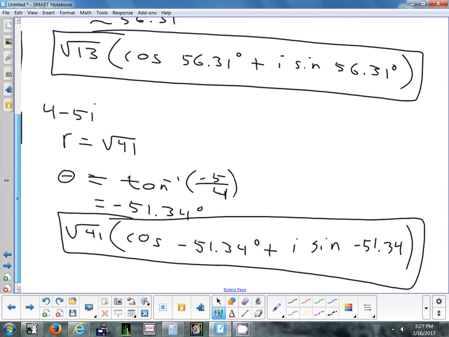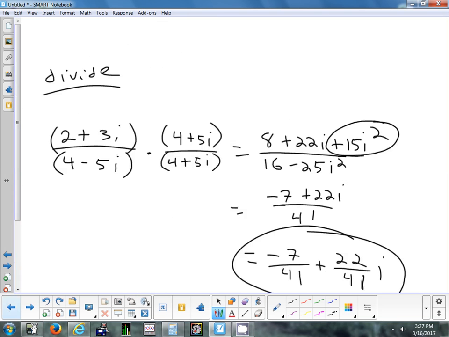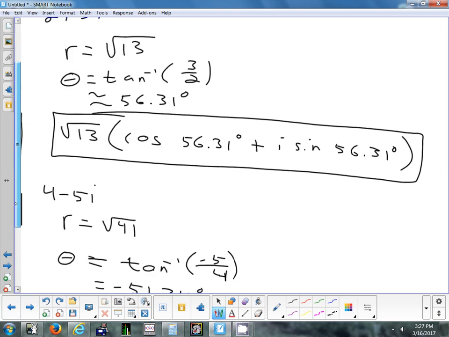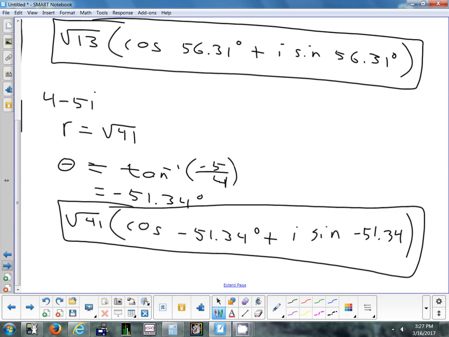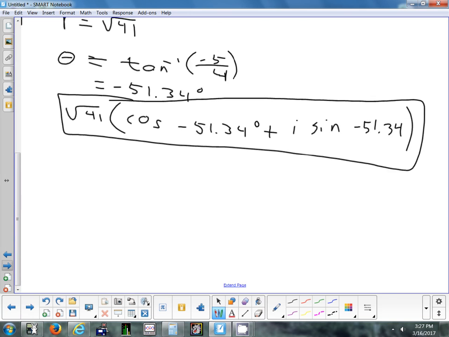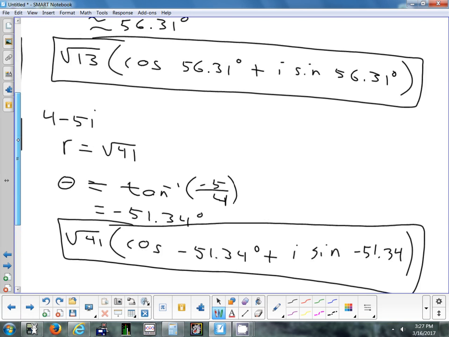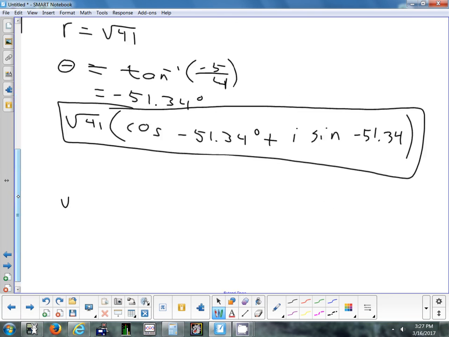All right, so let's divide these. Since we just divided them in standard form, we already know the answer, and we can see if we get the same thing in trig form. So what do I do with my radii when I'm dividing? You're dividing, so you divide them. So it would be square root 13 divided by square root 41.